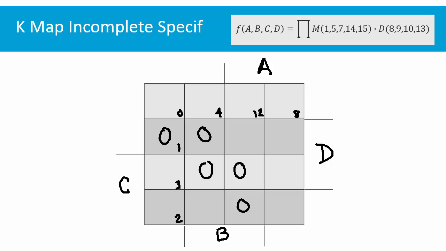Here's the tricky part. Before, you only filled the zeros or the ones, and then you started solving the K-map. Now you have to put the don't cares. Well, the don't cares in this function are in the 8.